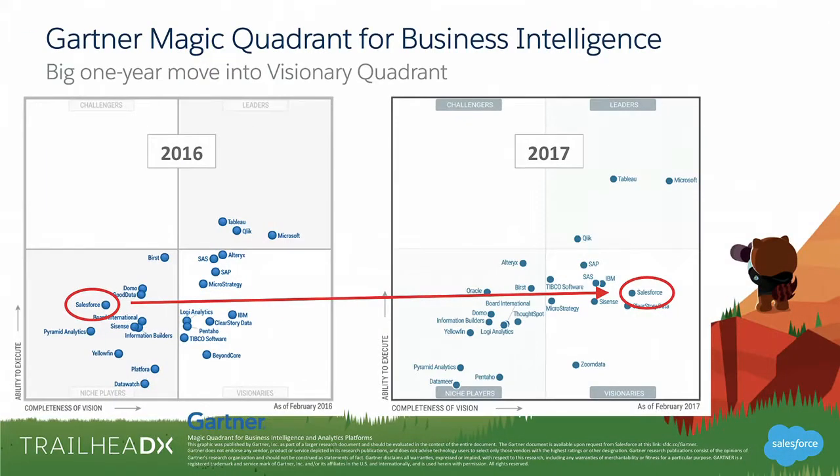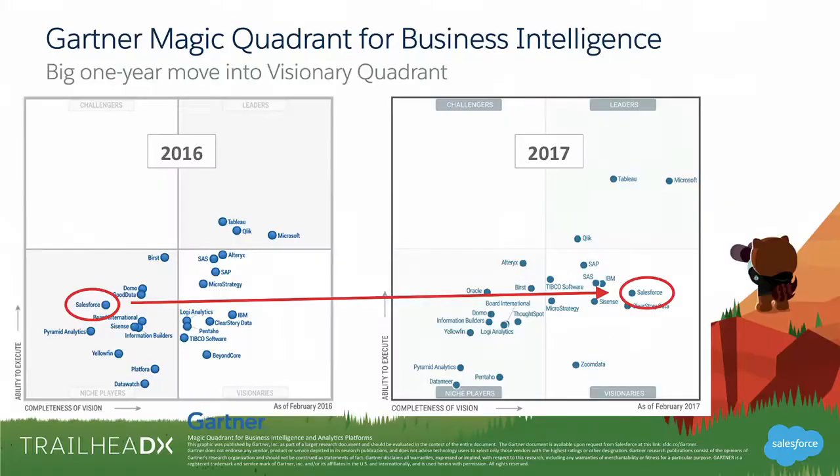There we go. Okay, so to highlight this, we made a big move in the Gartner Magic Quadrant. We moved from basically the niche player to the visionaries, really just in the last year. And our expectation is we're going to make a movement from visionary up to leaders this year.